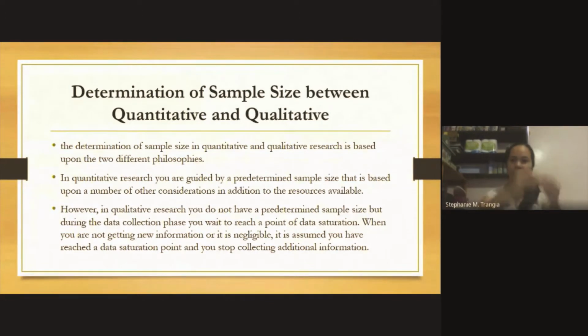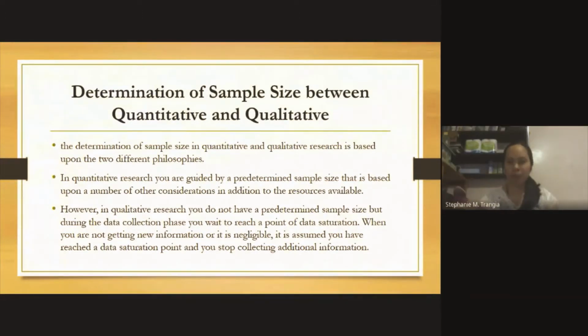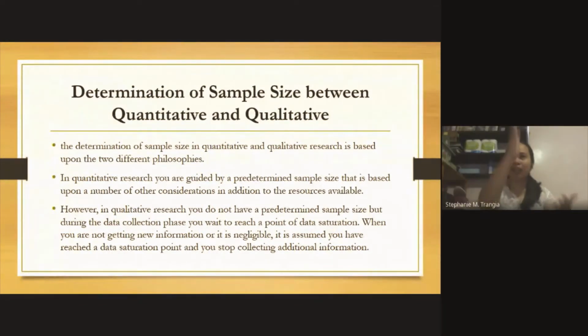They know their way around the IT building. Where is it, sir? You enter, then turn right, then go up a small staircase, then a small door, and you're there. Right? So that is quantitative, and you look for who they are. Yes, that's the reality of quantitative research. So that is based upon a number of other considerations in addition to the resources available.